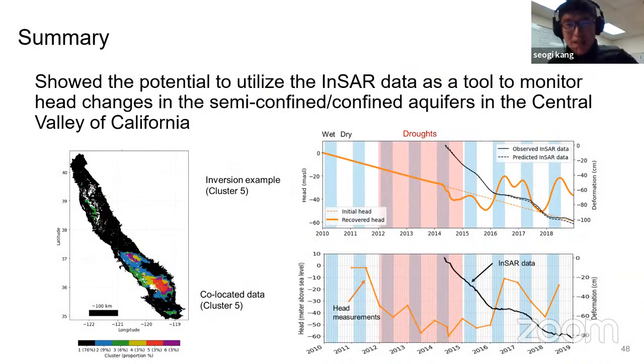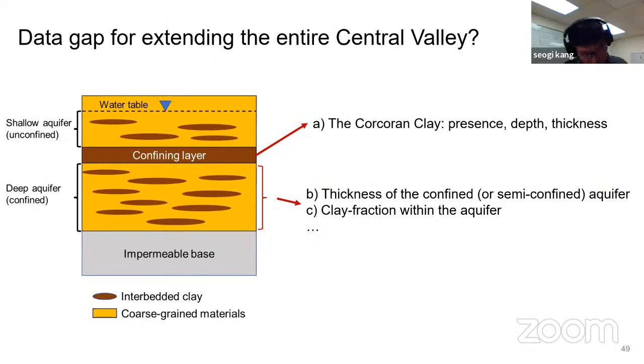And that was the summary: we showed the potential to utilize the InSAR data as a tool to monitor changes in the semi-confined and confined aquifer in the Central Valley of California. It was cool to show one location, but the goal is actually extending to the entire Central Valley. So then the question is, what is the data gap for extending this to the entire Central Valley? The first data gap: we need to know where the coarse-grained clay is, its presence, depth, and thickness. We also need to understand the thickness of the confined or semi-confined aquifer system and the clay fraction within the aquifer. There are many other things. Those are the major data gaps that we're faced with.